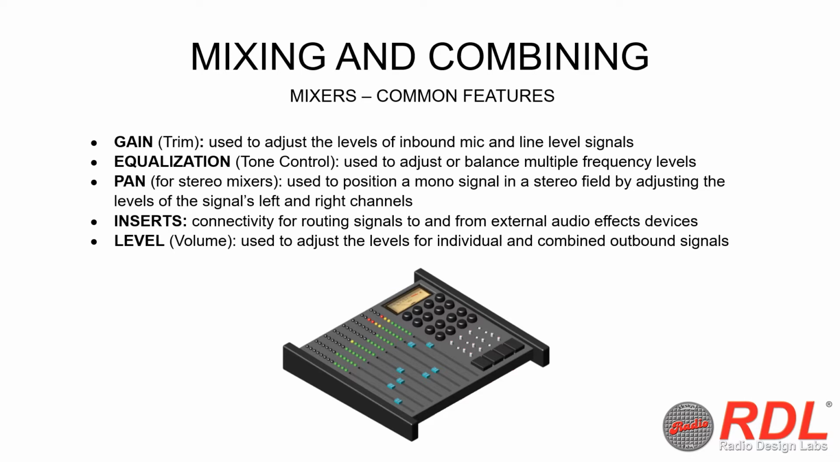Gain. Gain is used to adjust or trim the levels of inbound mic and line level signals. Equalization, also known as tone control, is used to adjust or balance multiple frequency levels. Pan, this is for stereo mixers only, is used to position a mono signal in a stereo field by adjusting the levels of the signal's left and right channels. Inserts, this is the connectivity used for routing signals to and from external audio effects devices. Level, also known as volume, is used to adjust the levels for individual and combined outbound signals.